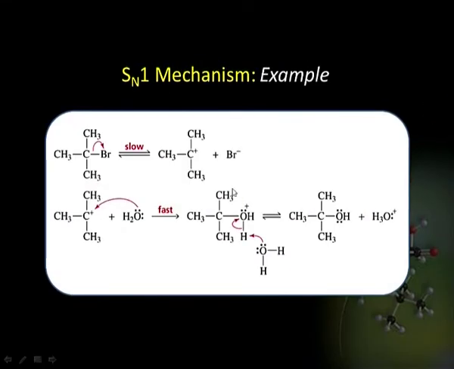So, if we look into this example of SN1 mechanism, we will see that in the first stage, which is the slower stage, the carbocation gets formed, which is attacked in the second stage by the nucleophile, which is a faster reaction and leads to the formation of the product, and the leaving group leaves.